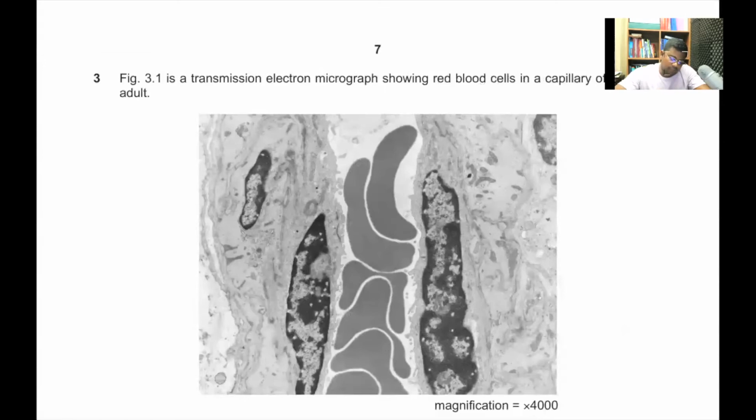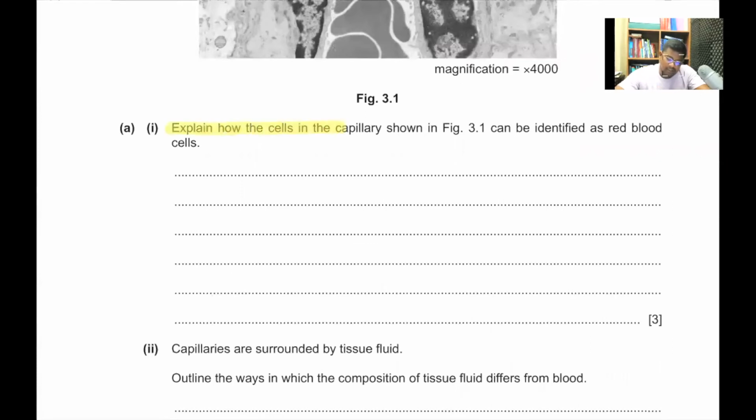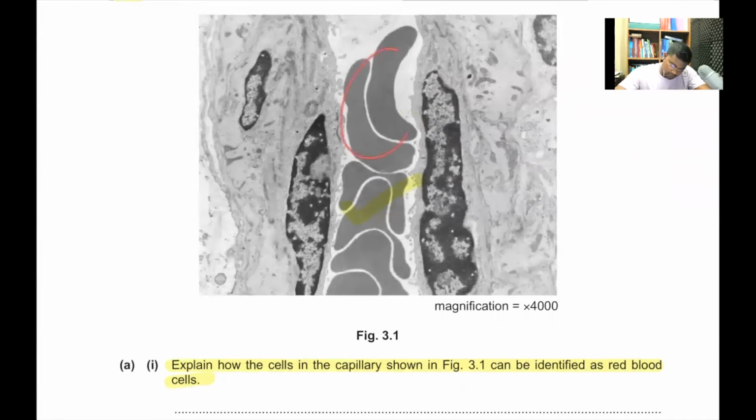Question number 3. Figure 3.1 is a transmission electron micrograph showing red blood cells in a capillary of a healthy adult. So we can see the red blood cells. Explain how the cells in the capillary shown in figure 3.1 can be identified as red blood cells. Good question. We can see that these particular cells do not have any nucleus. All the other surrounding cells have a nucleus. These particular cells do not have any nucleus.